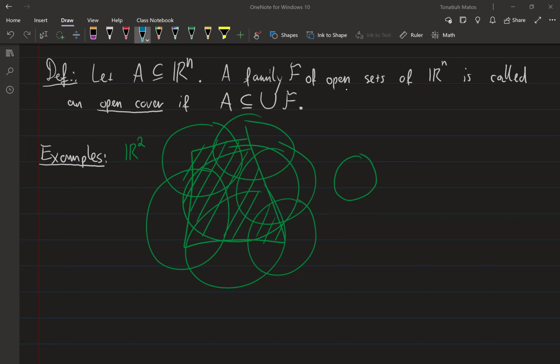The cover is a family of sets. It doesn't make sense to talk about whether it's open or not. So it's not the cover that is open, it's the elements inside the cover that are open. That's why it's a bad name.